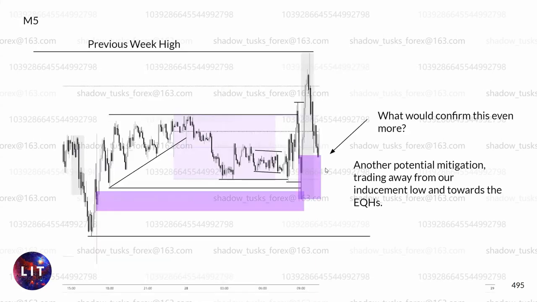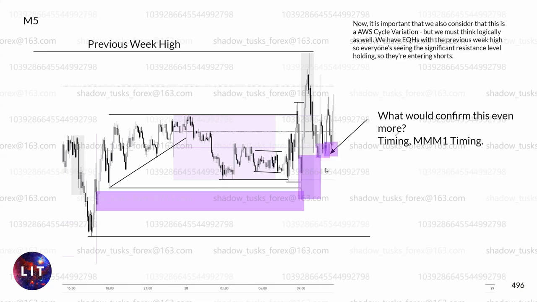So do we expect this inducement, because it is an inducement, little minor inducement, but it's created equal highs, do we expect this inducement to come down and grab more liquidity, or should we be trading towards our equal highs? Here we have a potential mitigation. Again, you wouldn't take a trade off this. Why? It's too big. But what would confirm this mitigation even more?